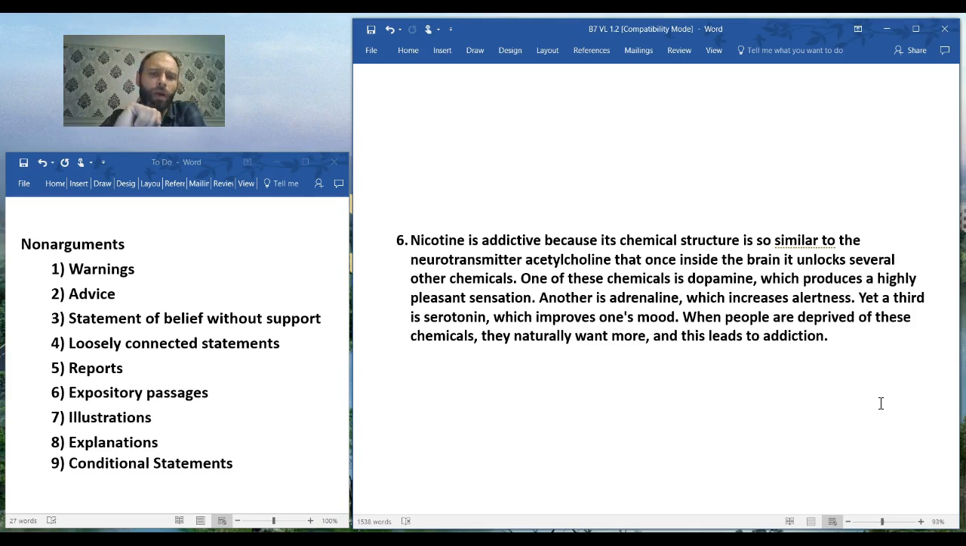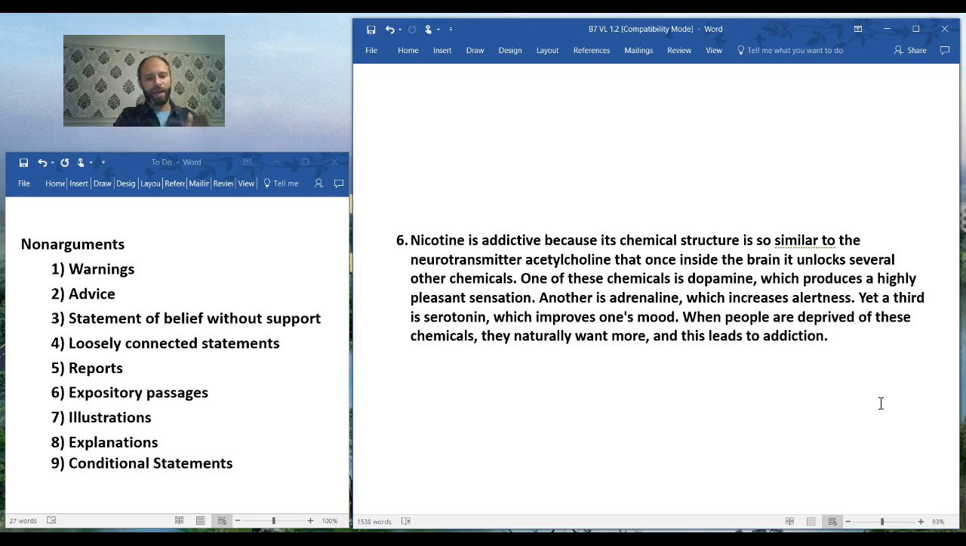So let's see, is this trying to explain how nicotine is addictive, or is it trying to prove that nicotine is addictive? So the next statement we get is, its chemical structure is so similar to the neurotransmitter acetylcholine that once inside the brain, it unlocks several other chemicals. Then it gives us some other chemicals that it unlocks that we really like, and when we're deprived of those chemicals, we want more, and that leads to addiction. So this passage seems to be telling us how nicotine is addictive, how that works. It's not trying to prove that it's addictive, it's trying to explain why it's addictive. So this passage will be an explanation, not an argument.